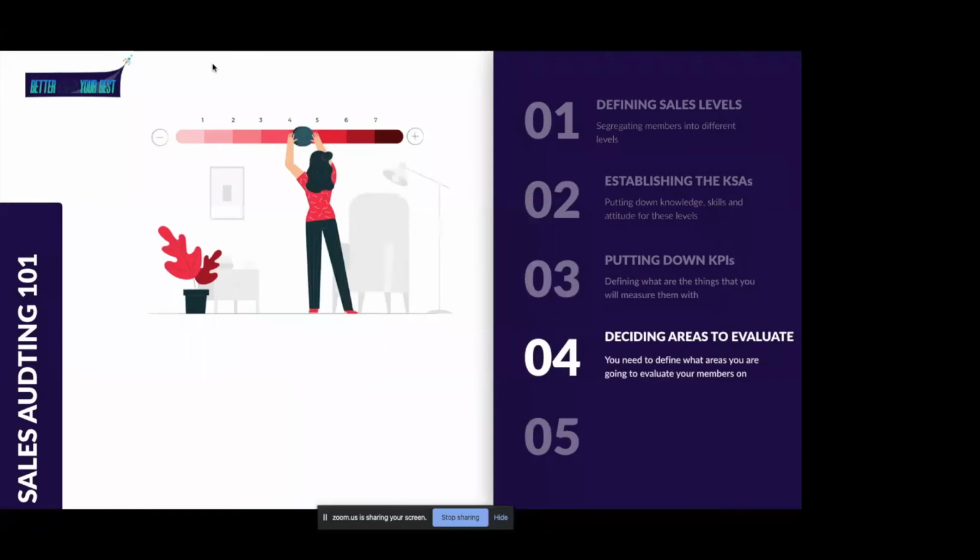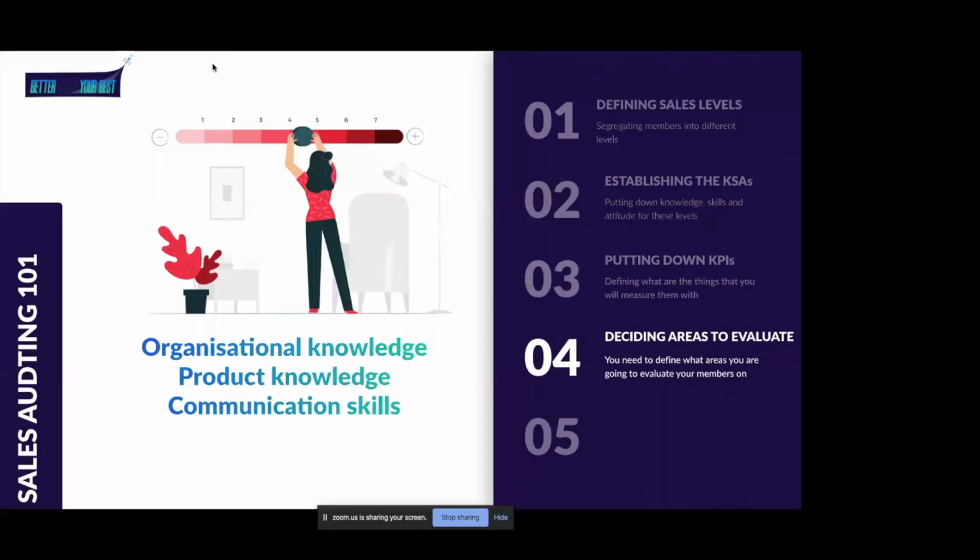And then the fourth step is deciding areas to evaluate. When you do a sales auditing procedure, there are various areas that you can evaluate, right? For example, organizational knowledge, product knowledge, communication skills, sales skills, all of that. So you need to define which areas you are going to evaluate and how much weightage you want to put on them. For example, organizational knowledge is all about AIESEC and how exactly things are going on in AIESEC. When did we start? What is our why, what, how, all of that. When it comes to product knowledge, it can be about the value proposition, the BMC, which is the business model canvas, the customer personas, all of that.